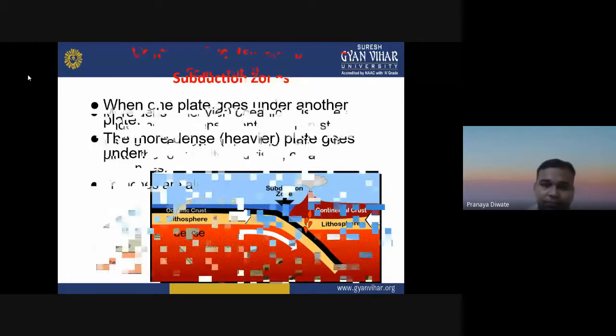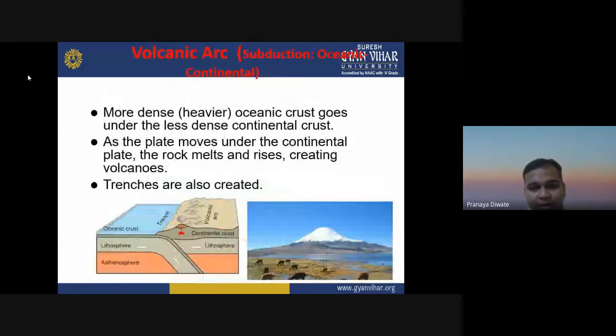Then you have a volcanic arc. More dense oceanic crust goes under the less dense continental crust. As the plate moves under the continental plate, the rock melts and rises, creating the volcano. Trenches are also created.